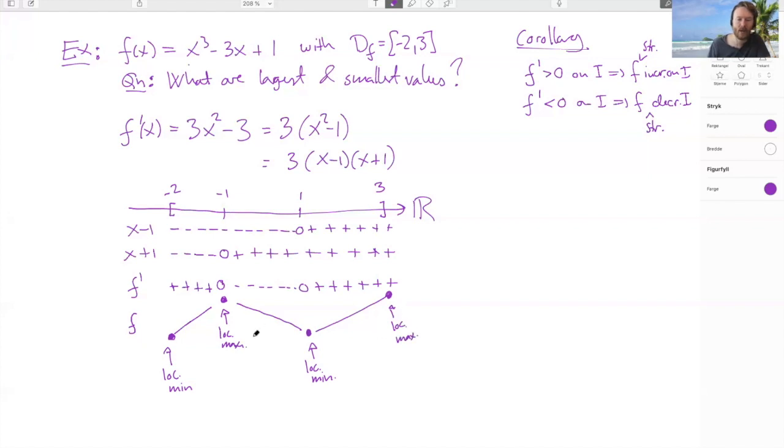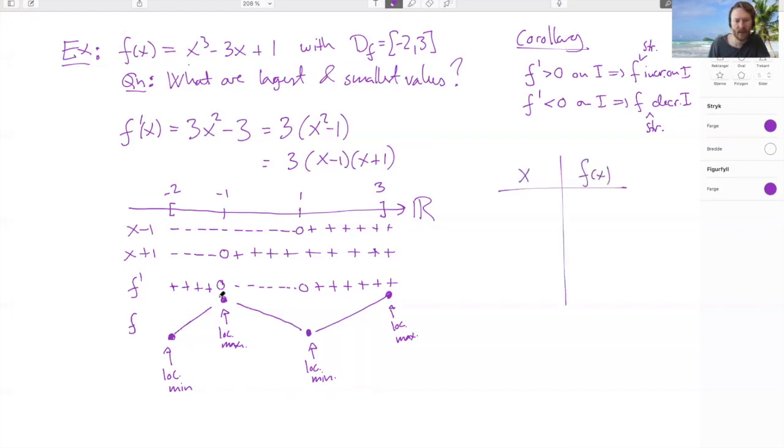Why do I say local? I say local because when we look at x close to here, this will be the smallest value. If I look at x close to here, this will be the largest value. If I look at x close to here, this will be the smallest value, and similarly here. So to figure out what's the absolutely largest value and the absolutely smallest value, we need to compute the value of f at these points. So let's do a table here. So we have various candidates now.